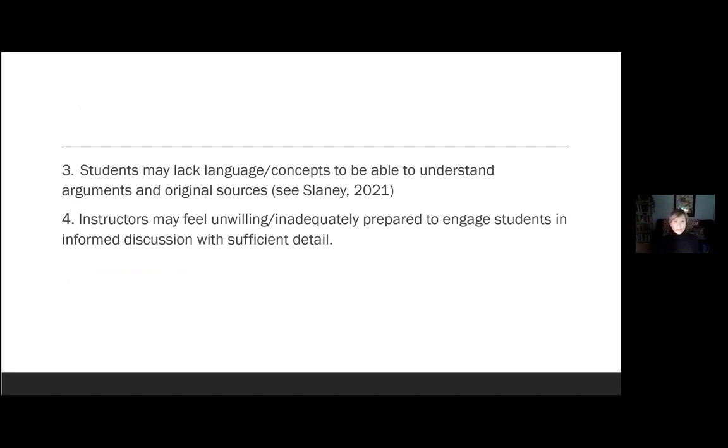Kathleen Slaney recently made this point, that students lack the concepts to be even able to understand the arguments or to read the original sources that would be necessary for a richer understanding of the backgrounds of the traditions that we're presenting to them. And also, realistically, how many instructors feel adequately prepared? How many feel willing to engage students at the level of detail that would be required to have a really informed discussion that I think is doing justice to the subject matter we're trying to present? All of these things are concerns of mine.